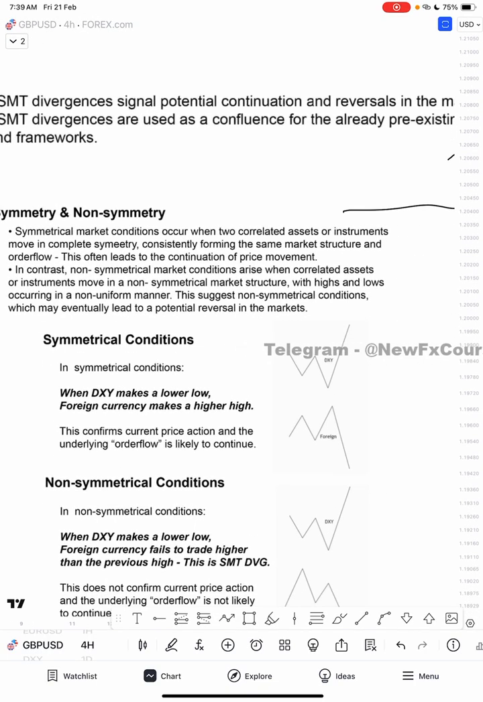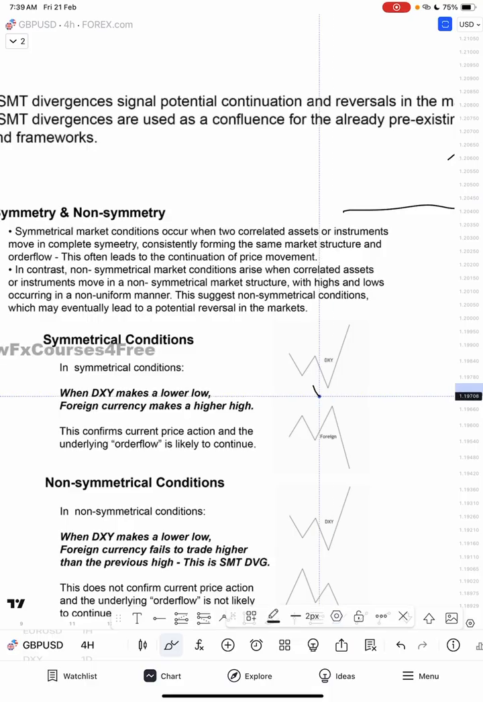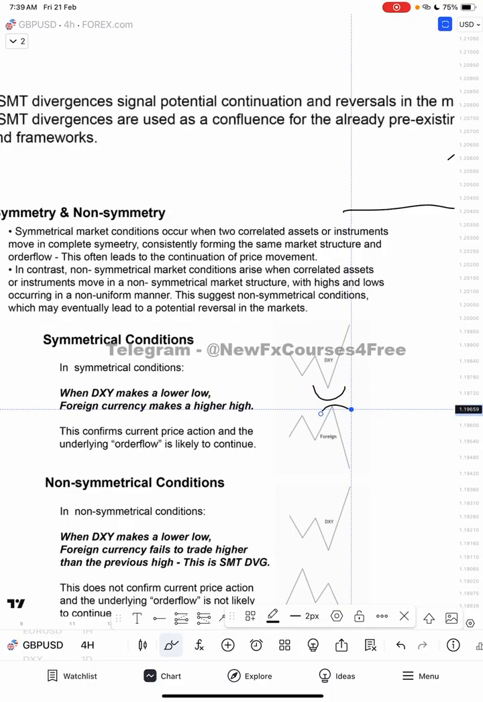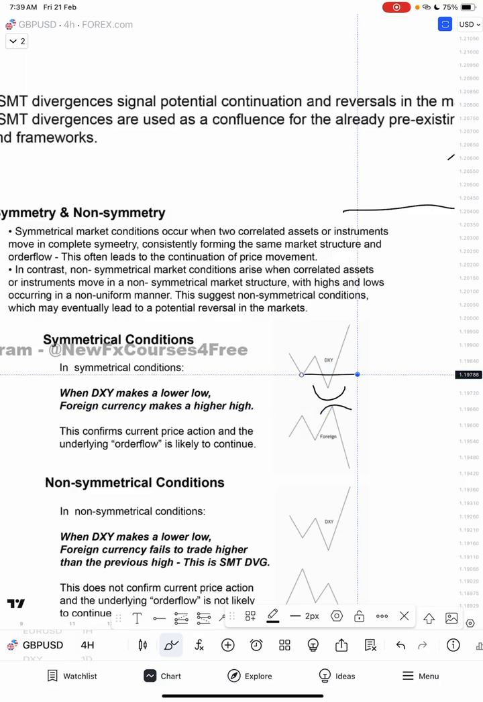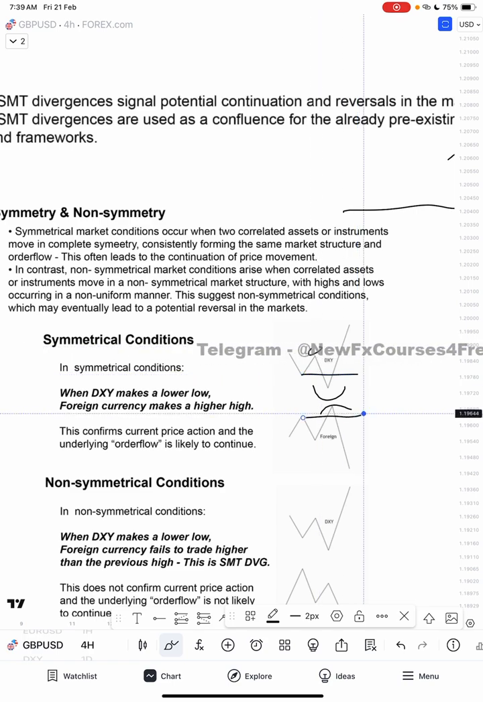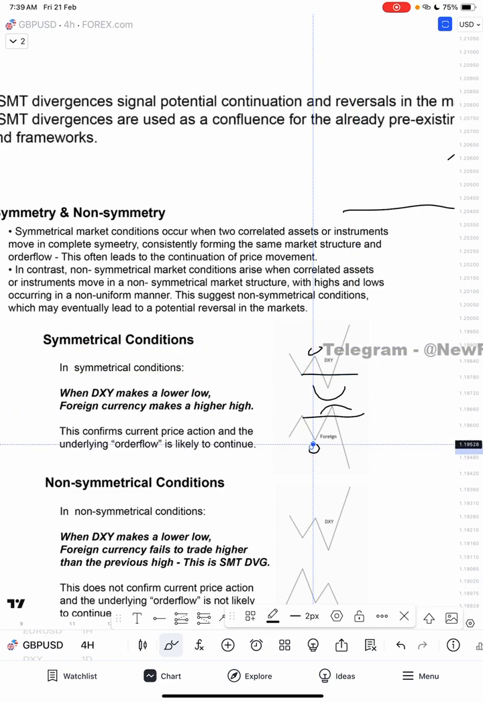So here are some illustrations. Symmetrical conditions: when DXY makes a lower low and foreign makes a higher high, this confirms the current price action, and the underlying order flow is likely to continue. This is rejecting lows and breaking highs. Rejecting highs and breaking lows. The order flow is likely to continue.